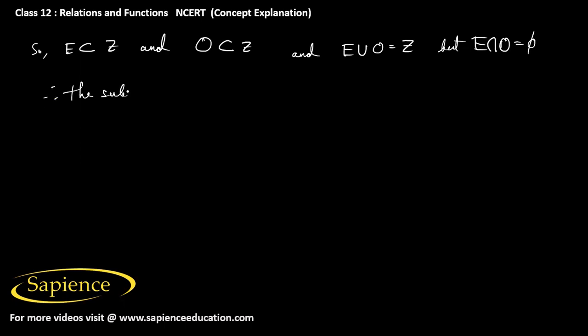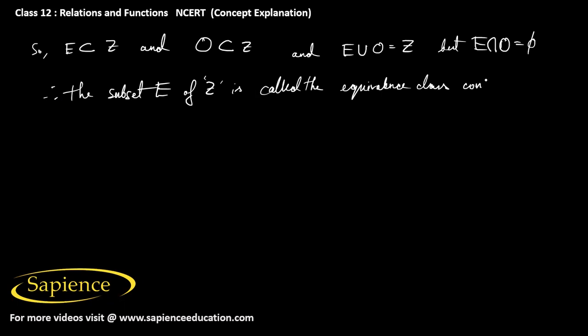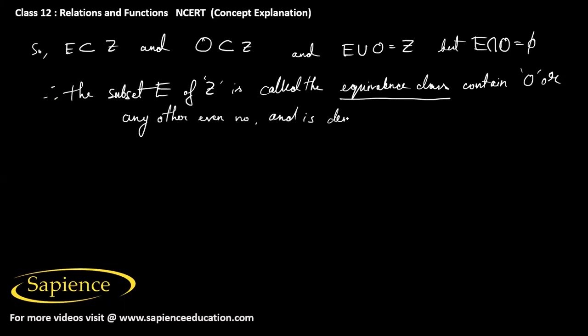Therefore the subset E of Z is called the equivalence class containing 0, or any other even number, and is denoted by the equivalence class 0, or you can write it as 2r, where r belongs to Z. Since why it should be an even number.